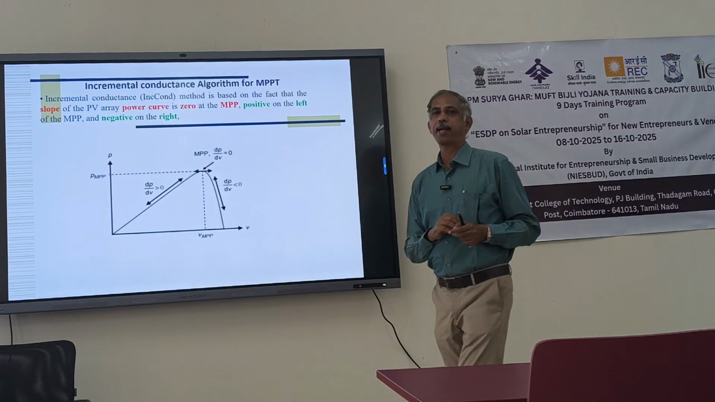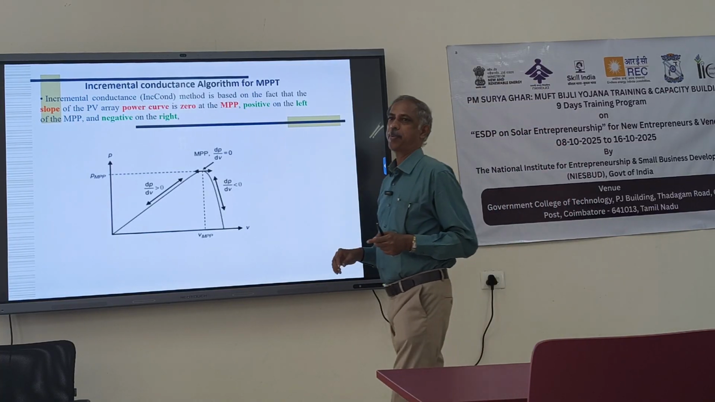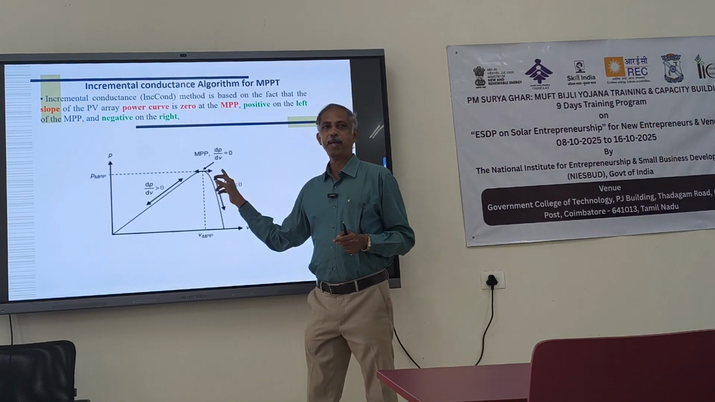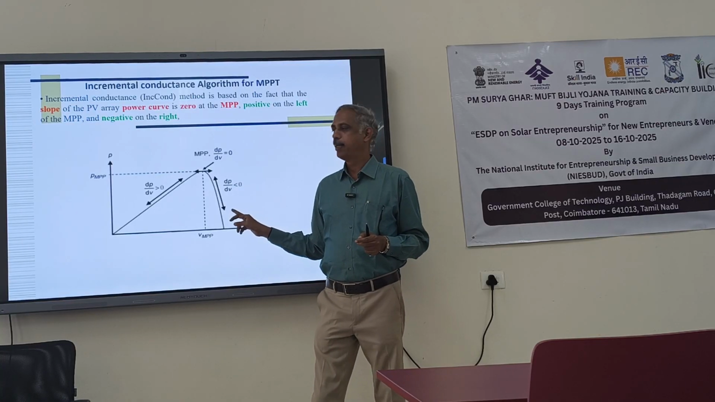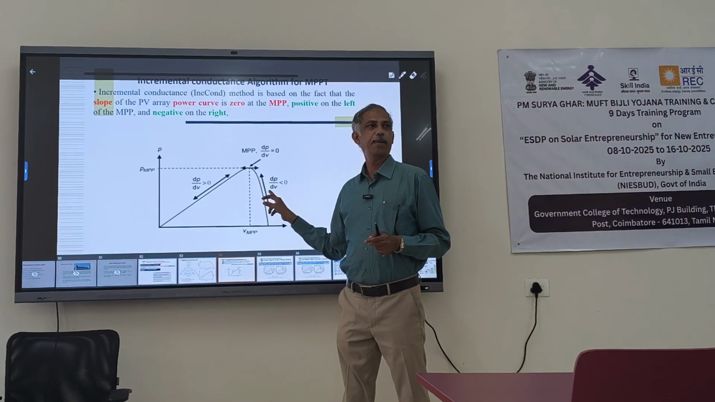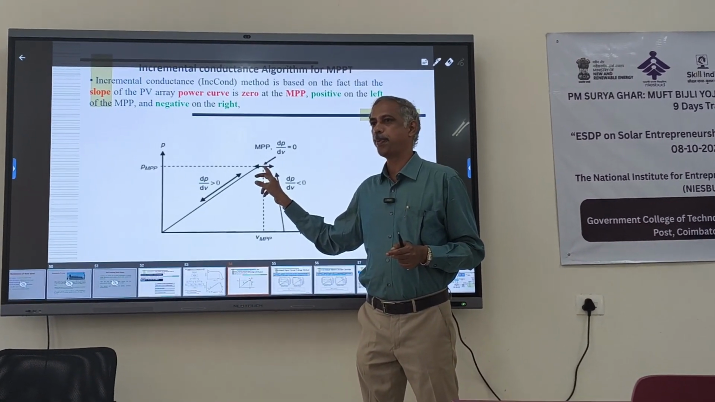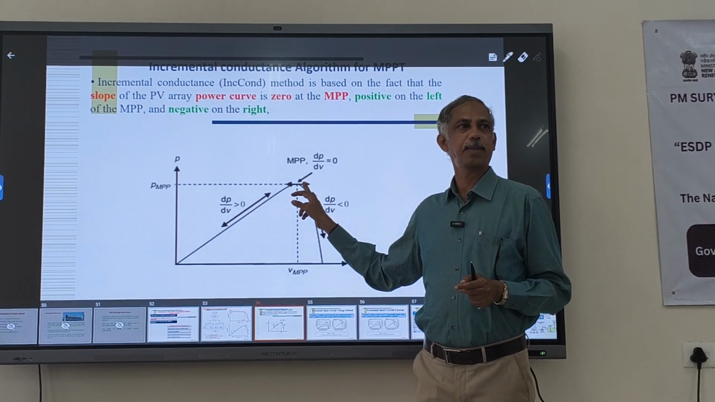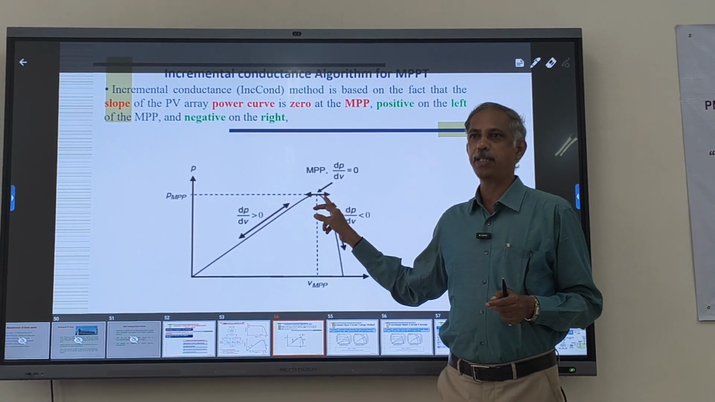Next one is the incremental conductance algorithm. We have a mathematical concept. This is the PV curve of a given solar panel. You can operate the panel here, here, here, here, here. But if you operate the panel at this point, then only you can get the maximum power. How do you identify this point?